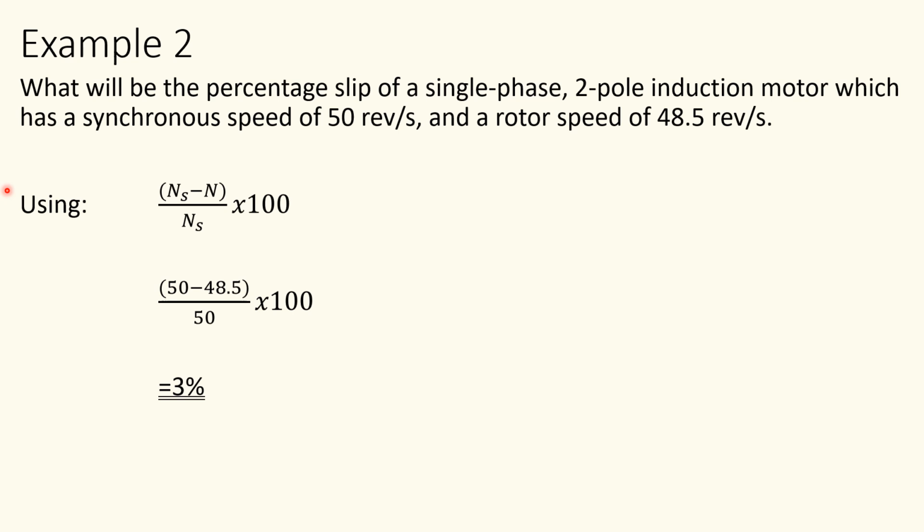So here's the formula, ns minus n divided by ns times 100. Stick the figures in. So the ns, the synchronous speed, is 50, the rotor speed is 48.5, divided by synchronous speed, which is 50, multiplied by 100 to turn it into a percentage: 3%.